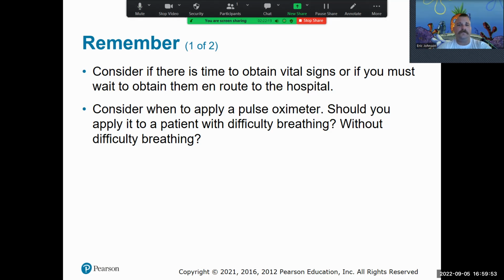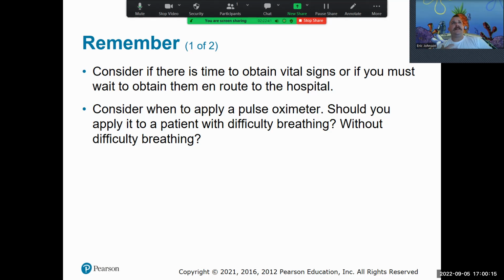Also, we need to consider when we use some of our tools, like a pulse oximeter. Should you apply a pulse oximeter to a patient that's having difficulty breathing? The answer, if you have it, is yes, but you should apply it to them and consider the other things that they're saying. I'm having difficulty breathing as a statement.